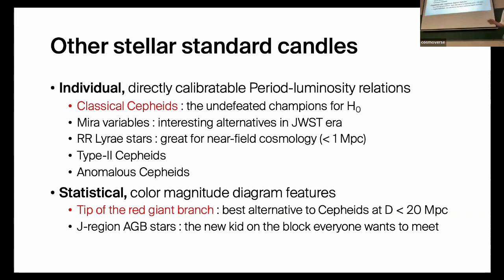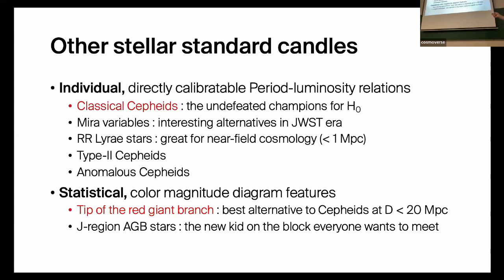For example, there's the Mira variables. These are very good contenders for a James Webb-based distance ladder because they're infrared bright and have very long periods. So there's quite a lot of work going on in this direction. RR Lyrae stars are great for near-field cosmology, things like the makeup of the Milky Way or the Local Group, but they're a bit limited in terms of the distances that we can pursue because they're not so luminous. There's other types of pulsating stars that you can also use to measure distances, but they're not competitive with the Cepheids or others.